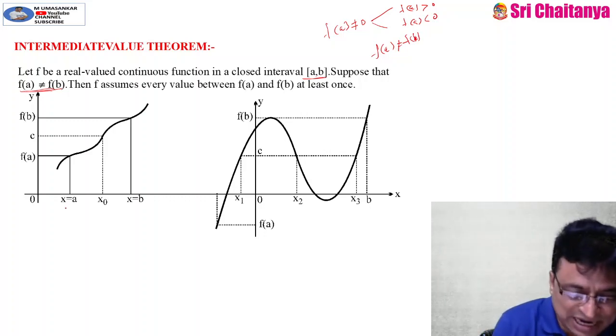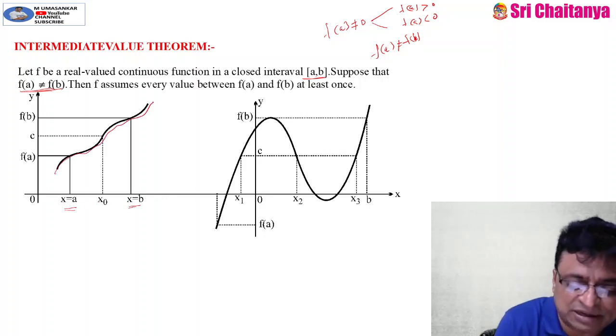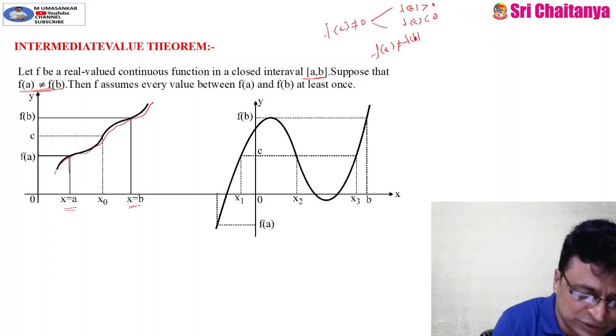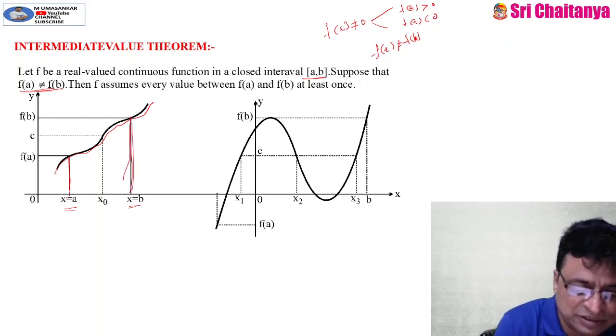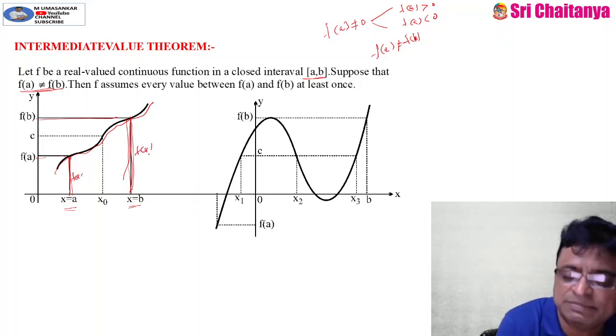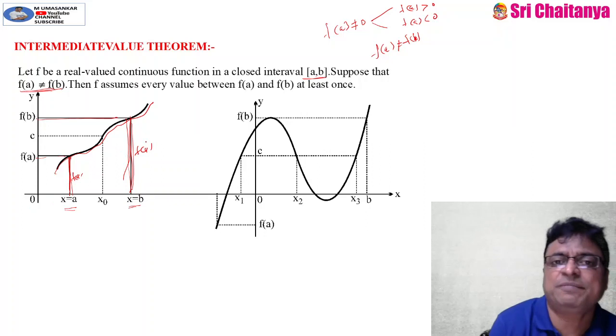See here, at x equal to a and x equal to b, there are no breaks at all. This is a continuous curve. This length is my f of a, and this length is my f of b. This is my f of a and this is my f of b. What is the meaning of f of a not equal to f of b?